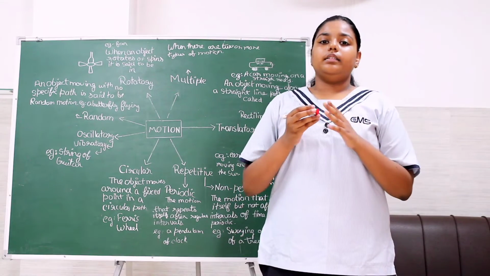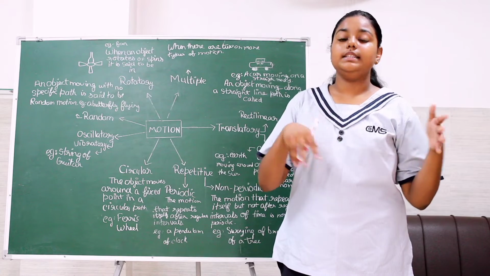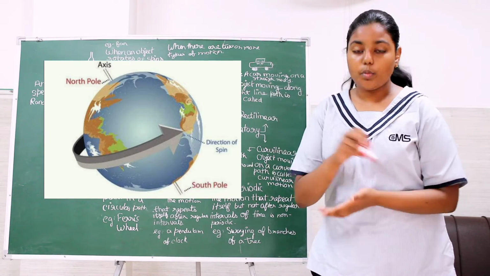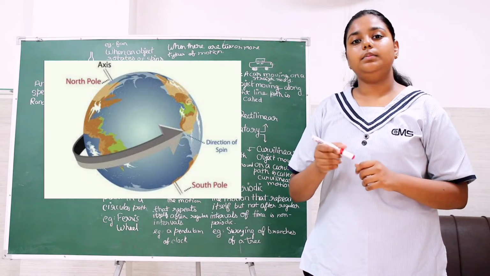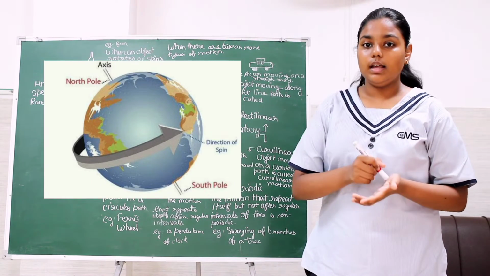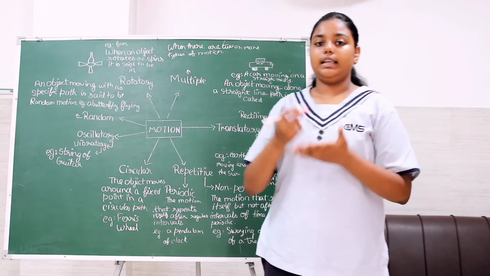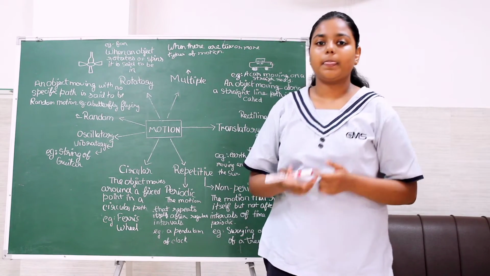Then, when the Earth moves on its axis, it is a rotatory motion. Then it moves at the same interval. So that's why it is periodic motion. So there is again a combination motion.